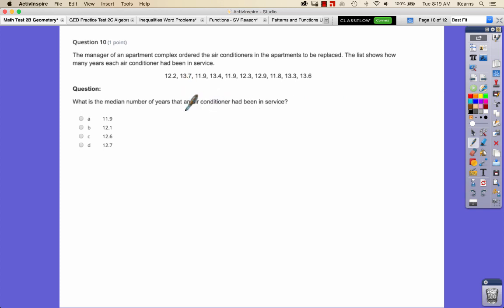All right, question 10. The manager of an apartment complex ordered the air conditioners in the apartments to be replaced. The list shows how many years each air conditioner had been in service. What is the median number of years that an air conditioner has been in service?